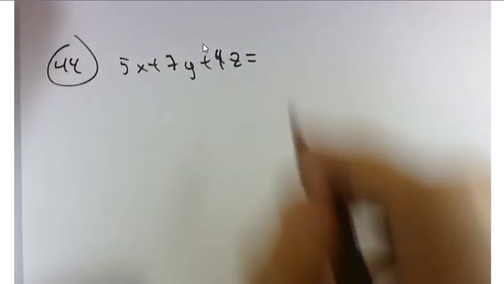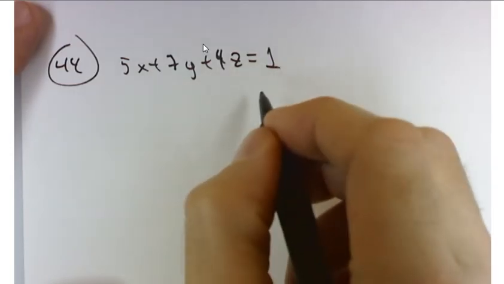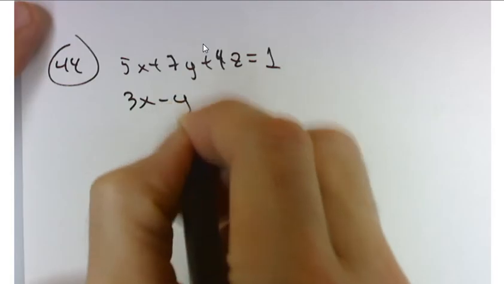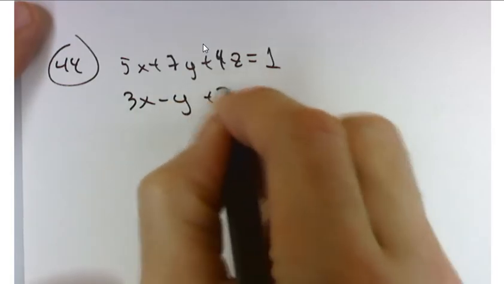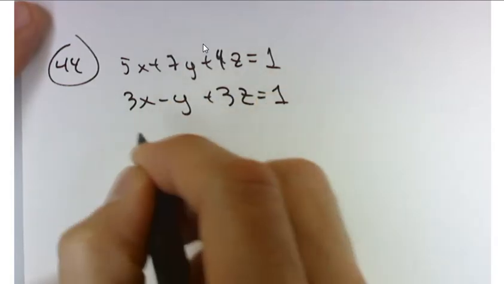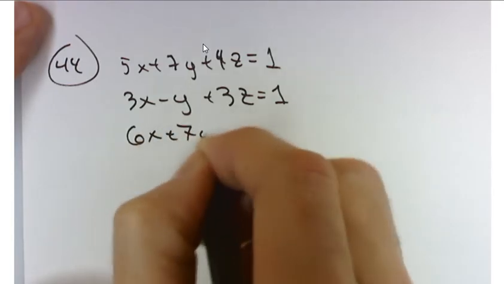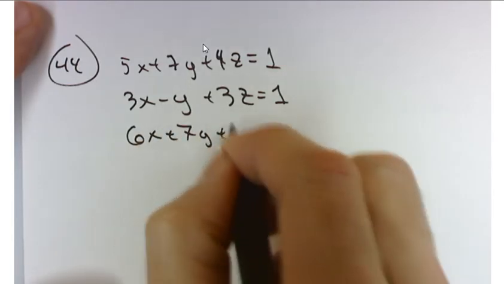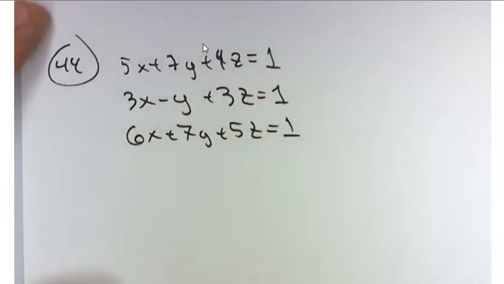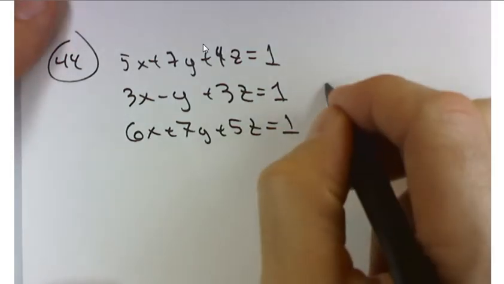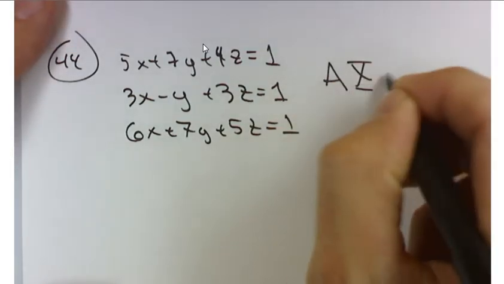5x plus 7y plus 4z equals 1. 3x minus y plus 3z equals 1. And 6x plus 7y plus 5z equals 1. So we want to write this system of equations using matrices. So I want to write it in the form of AX equals B.